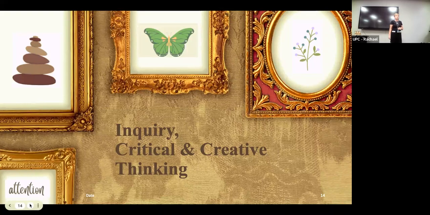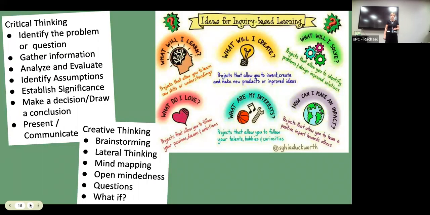Inquiry, critical and creative thinking. Again, that's where the complexity comes from. So next slide. When we think about critical thinking and the elements that are part of critical thinking, notice that we're talking about analyzing and evaluating and gathering information. We're talking about determining significance, determining whether something is valid or not.